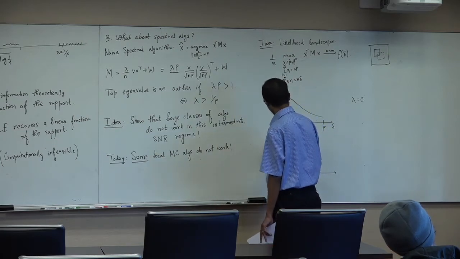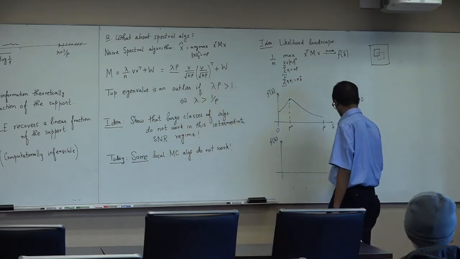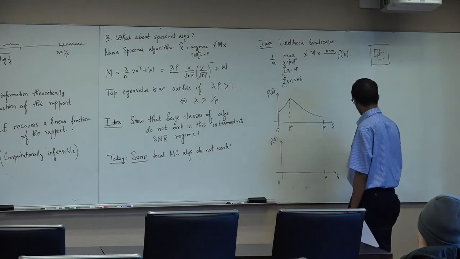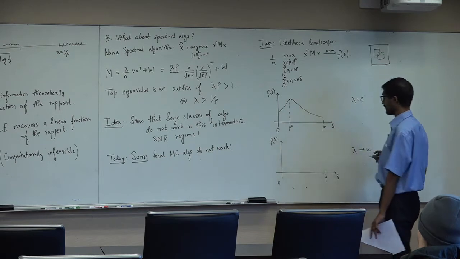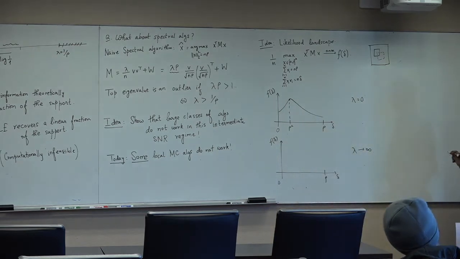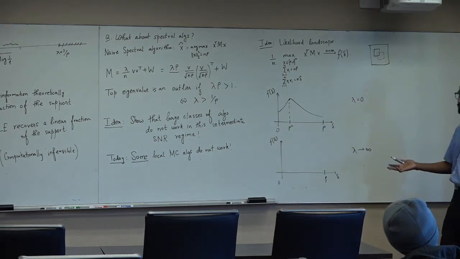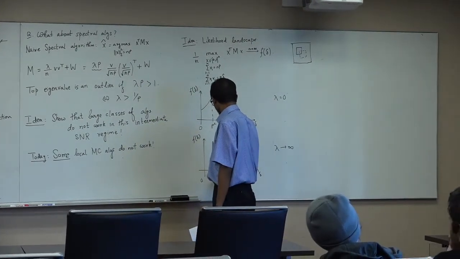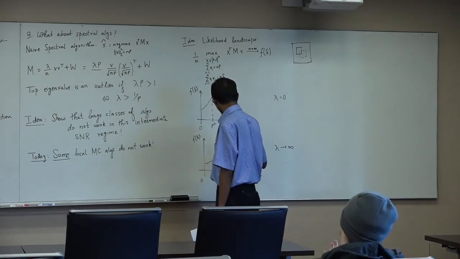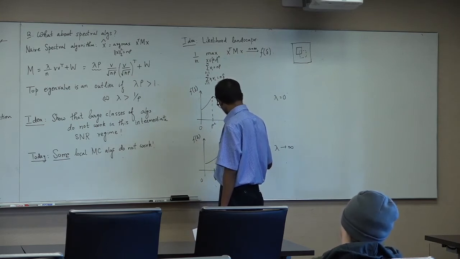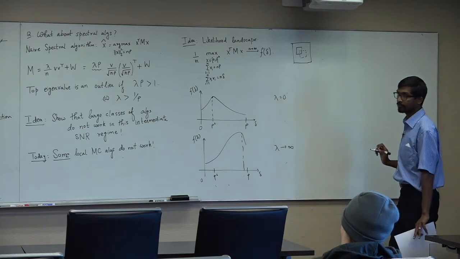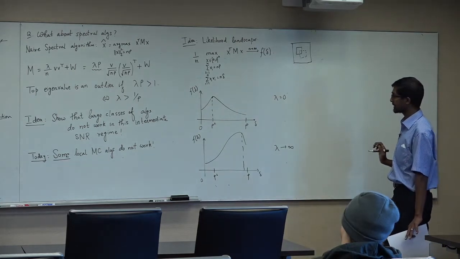The other extreme, of course, is that if lambda goes off to infinity, then at some point you'll kind of recover the entire matrix itself. So now if you look at this function, I think it would look something like this maybe. So the global maximum would be very close to rho, right?